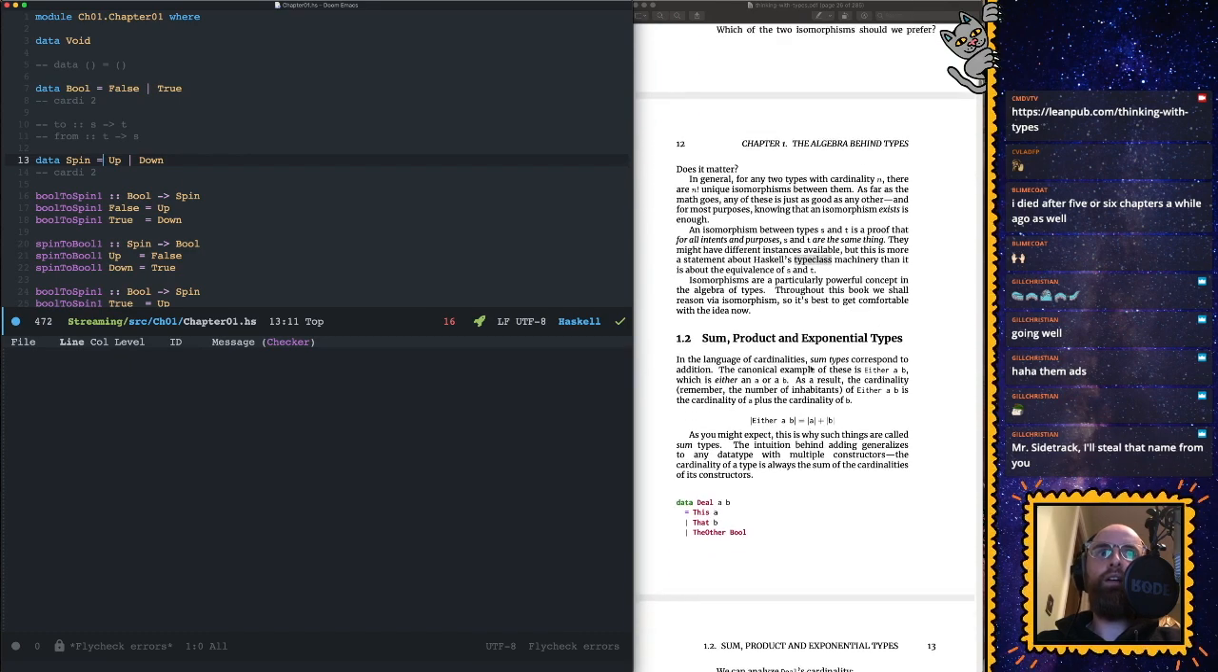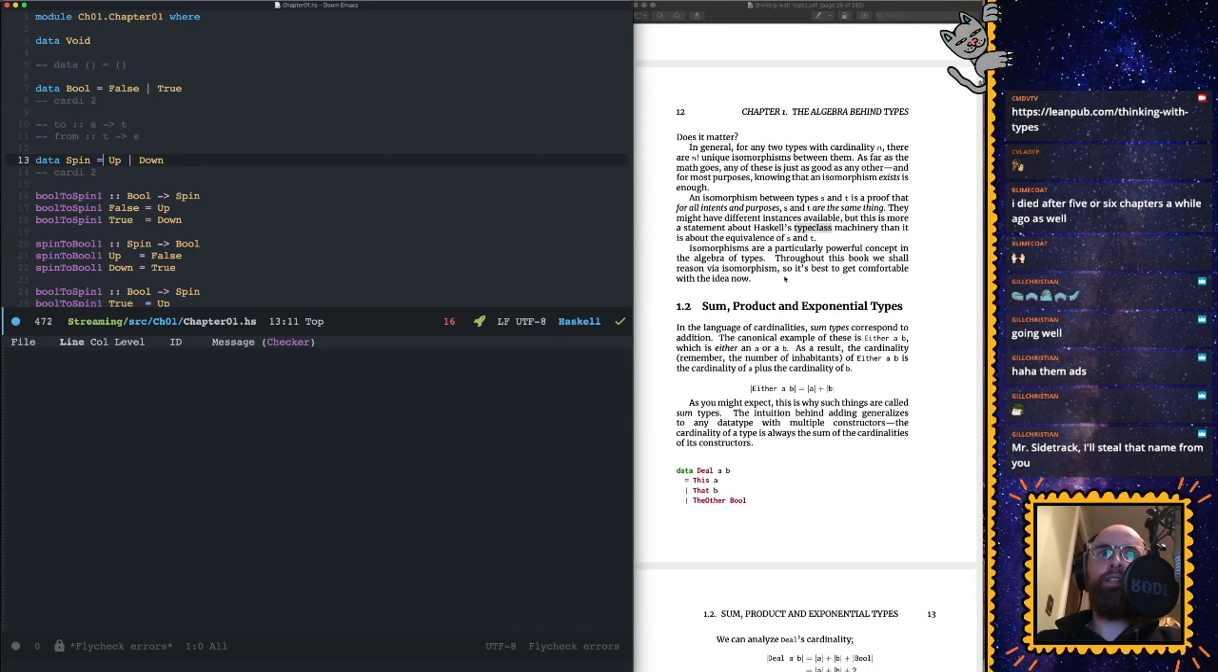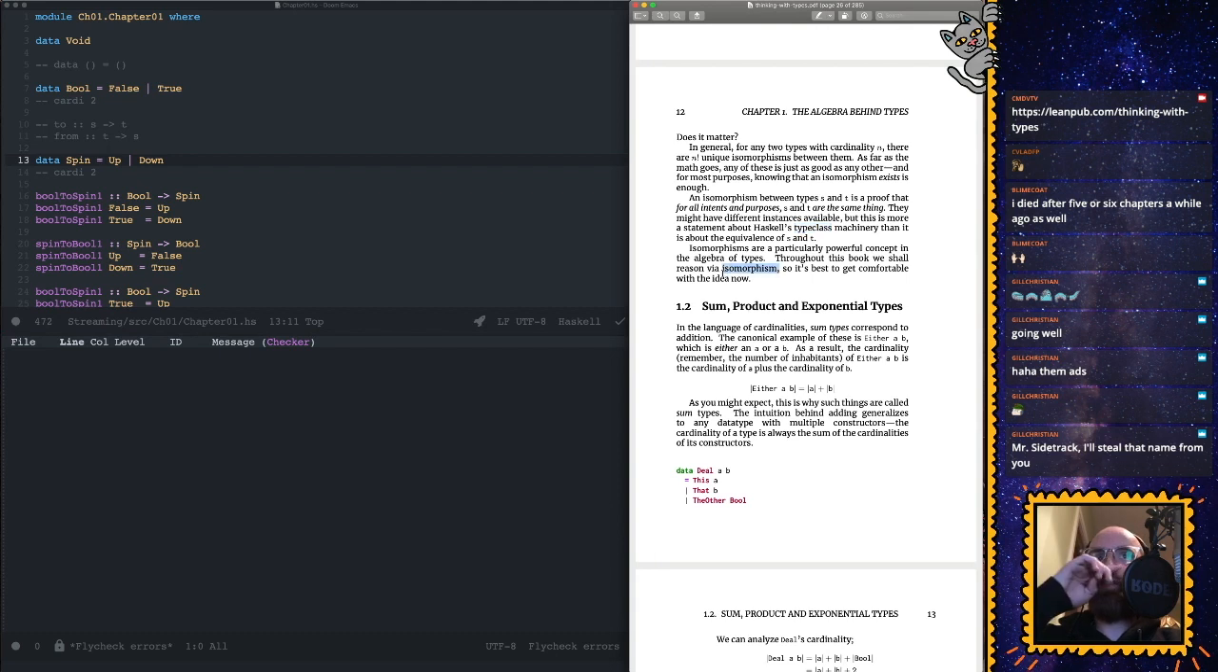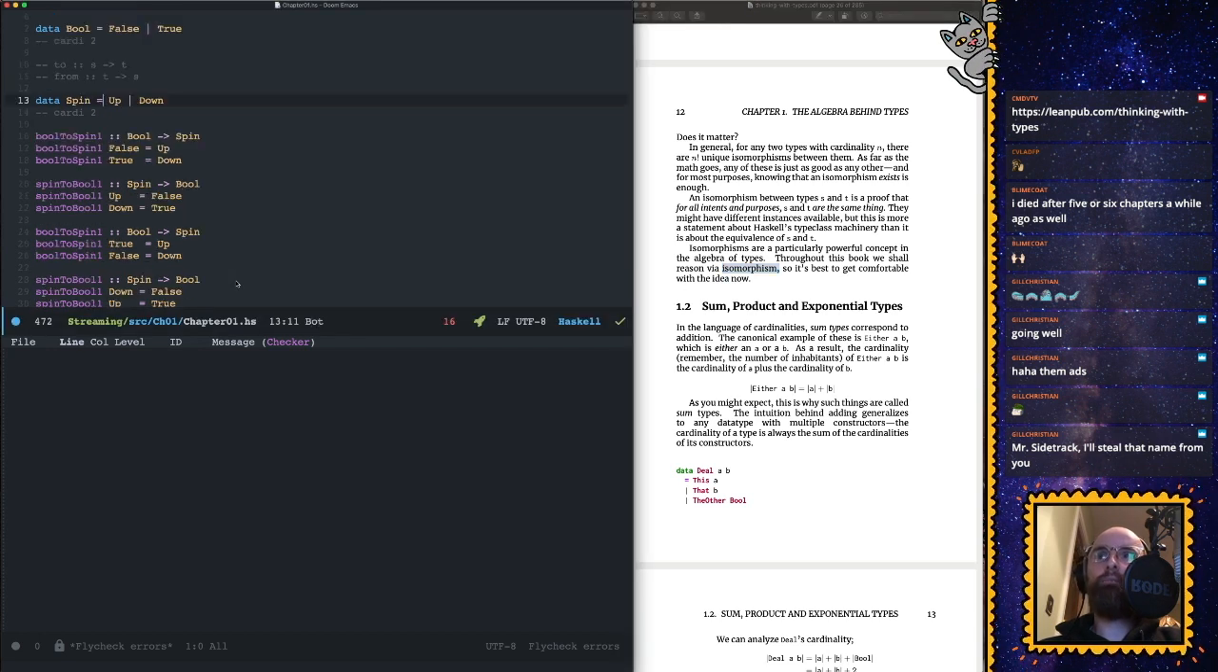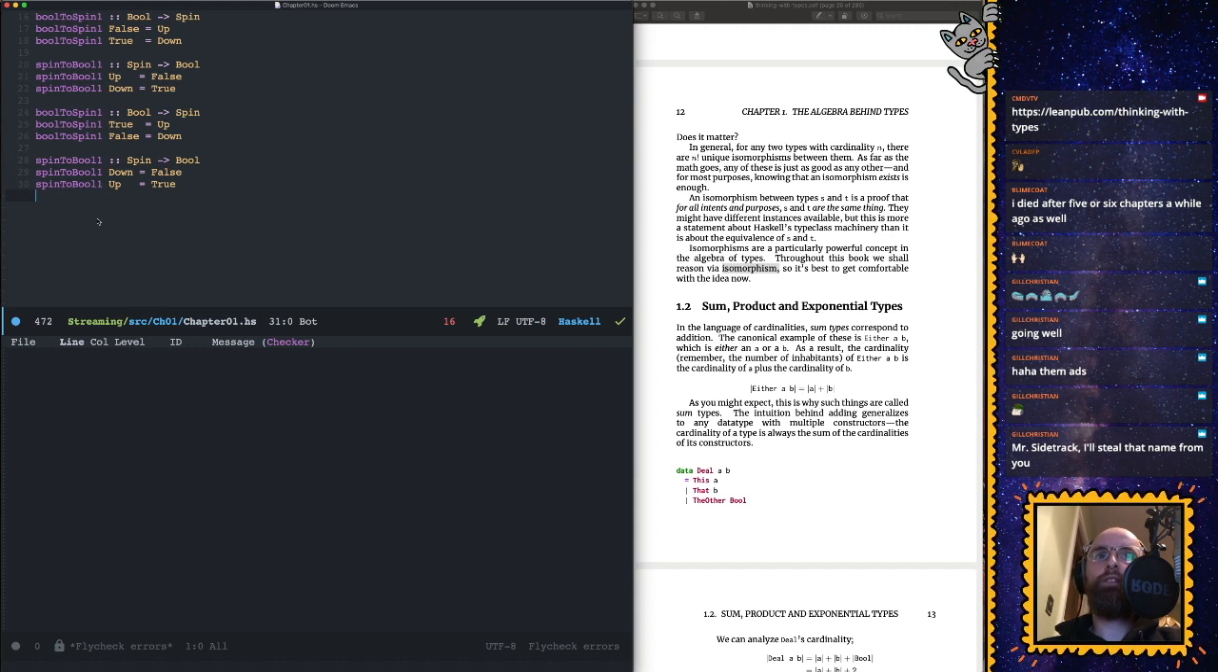Isomorphisms are a particularly powerful concept in the algebra of types. Cool. So throughout this book, we shall reason via isomorphisms. So it's best to get comfortable with the idea now. If you've got any questions, ask. I'll probably be asking lots of questions myself, to be honest. I hope you can answer. I'd assume everyone watching this has a good idea of isomorphism. If not, I can sort of explain it.